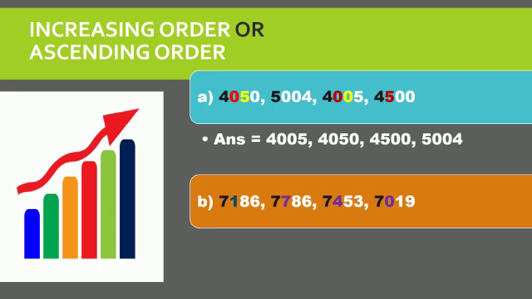So let's arrange them. So which comes first? Any guesses? Obviously it's 0. So we have 7090 first, followed by 7186, and then 7453 and 7786. Yes, you're absolutely right.